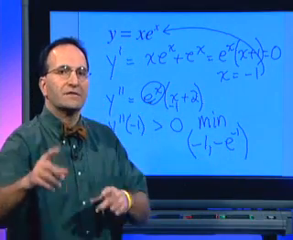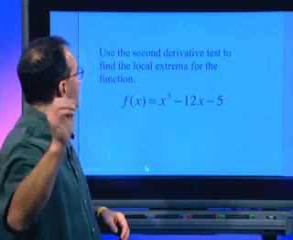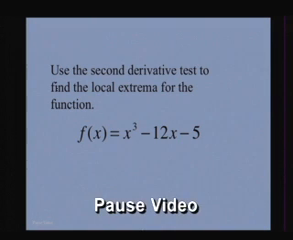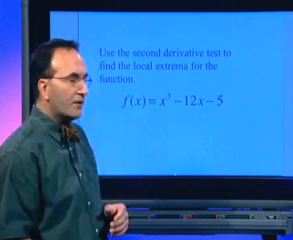Well, now it's time for you to try a problem. And the problem that I would like you to work on is this. Use the second derivative test to find the local extrema for the function f of x equals x cubed minus 12x minus 5. Pause the video while you work on this problem, and when you are finished, restart the video to check your solution. Okay, let's find out how you did on this.